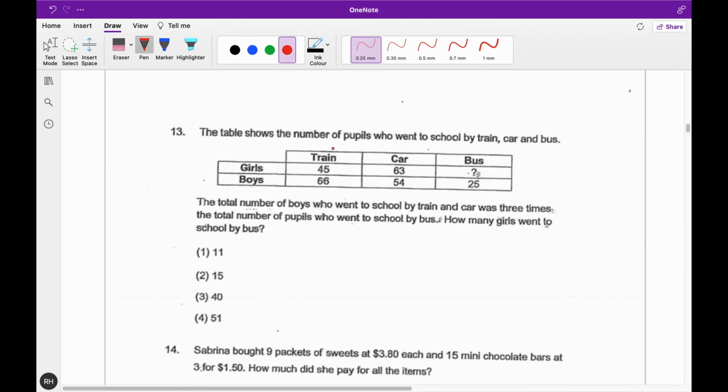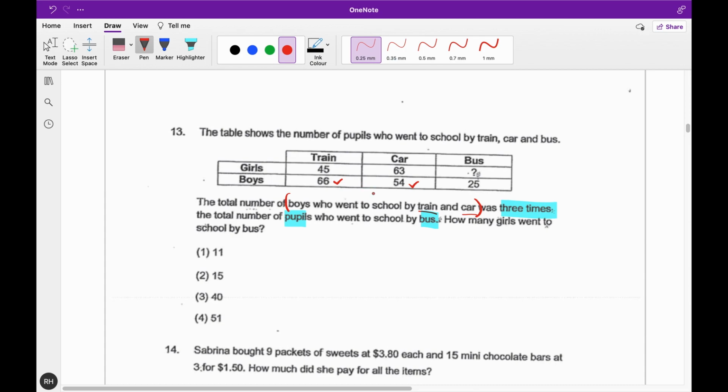Question 13. The table below shows the number of pupils who went to school by train, car, and bus. So we have girls and boys, and these 3 different methods that they took to school. The total number of boys who went to school by train and car was 3 times the total number of pupils who went to school by bus. Okay, so let's break it down first. How many girls went to school by bus? Okay, number of boys who went to school by train and car. So let's go to boys, train, and car. 66 plus 54.